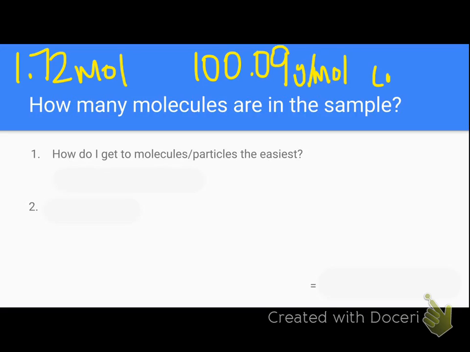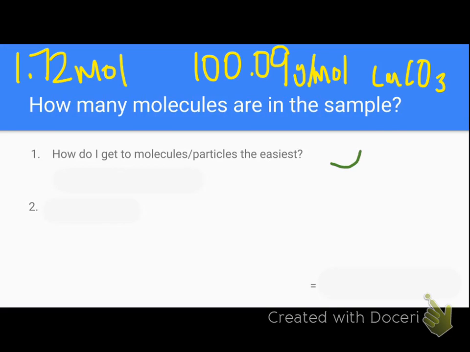And we're looking at CaCO3. How many molecules are in the sample? Now, how do I get to molecules or particles? How do I get there? That goes back to my little molehill.